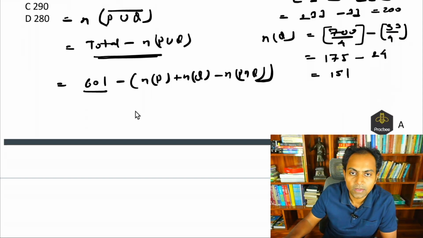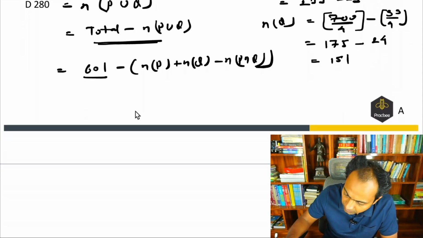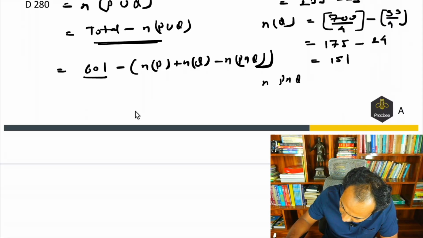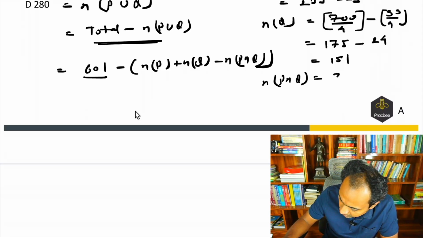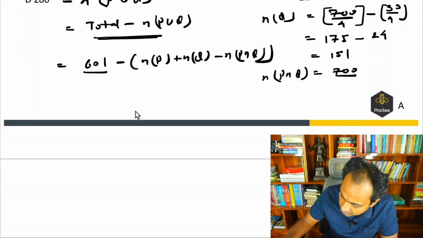151. Now, the last thing that we will want to find is P intersection Q. That would mean we will have to take the LCM of 4 and 3. That will become 12.